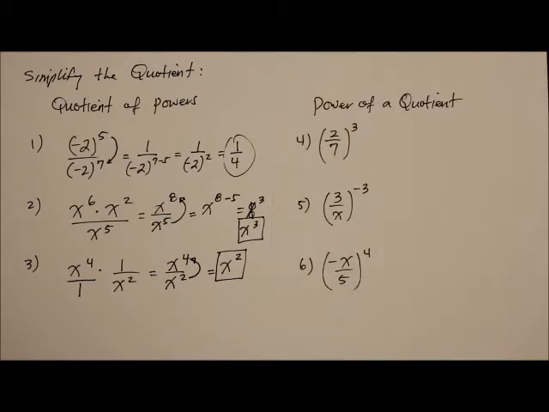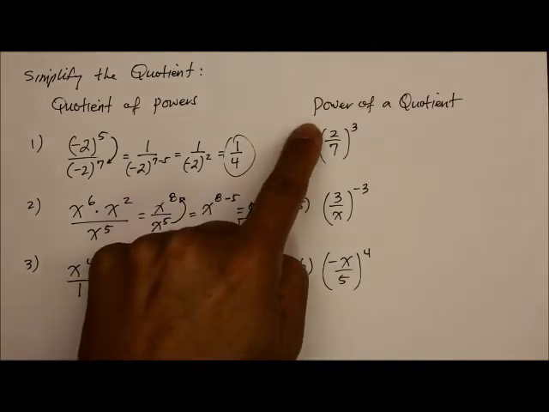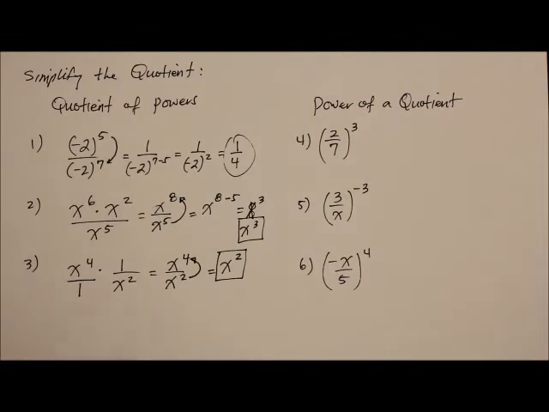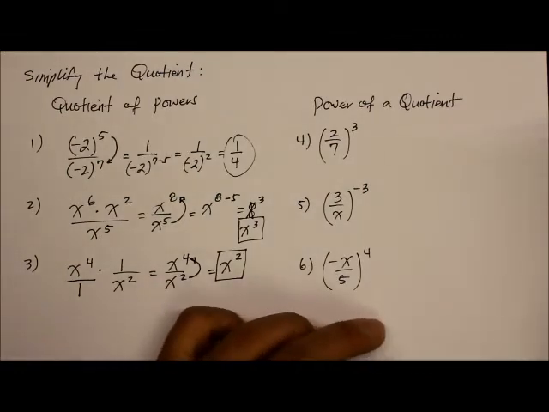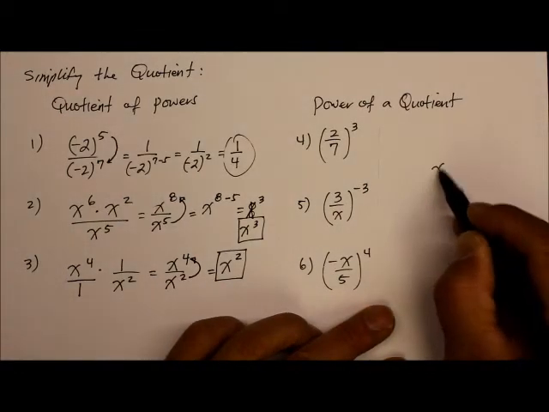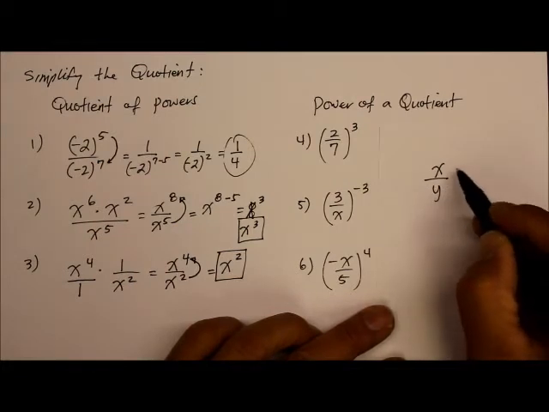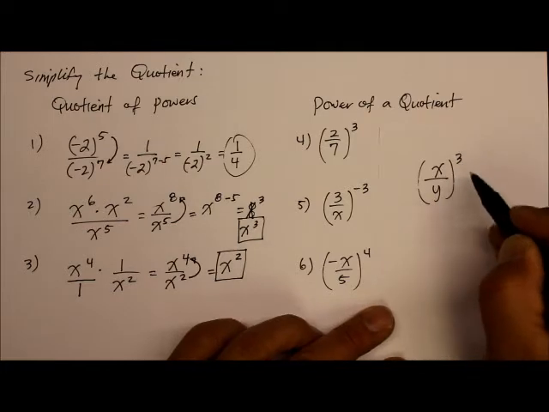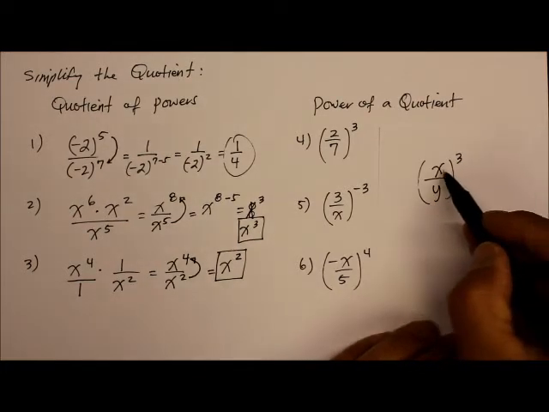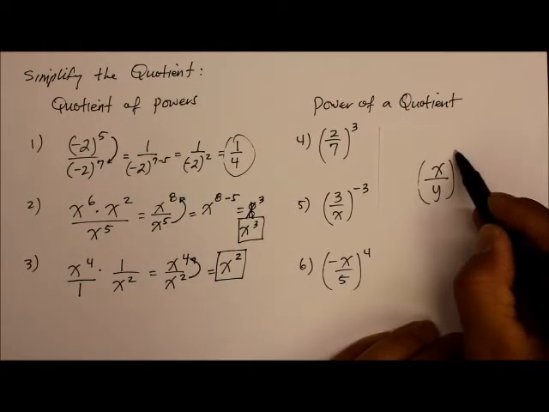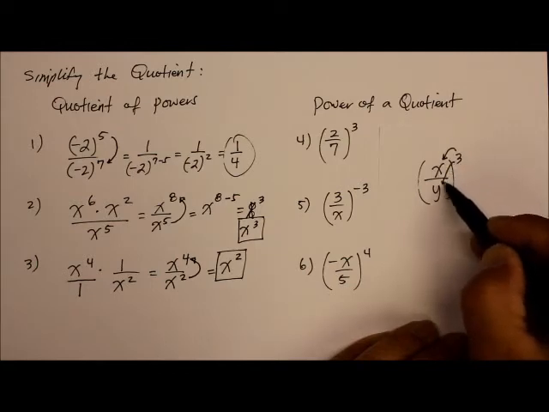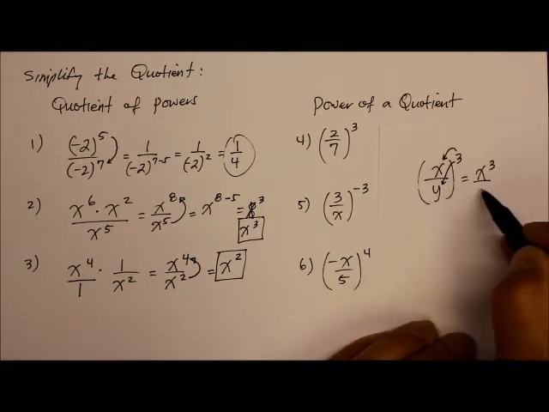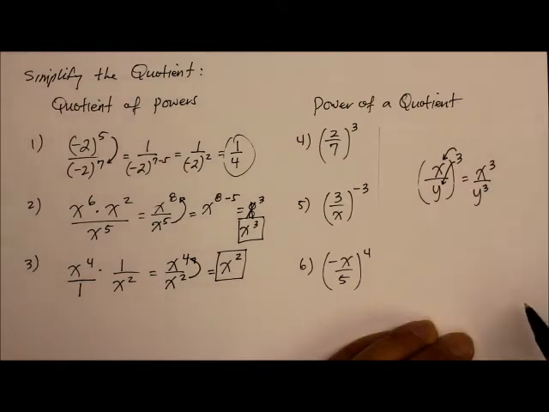Then how about the second type of division property? Now when we talk about power of a quotient, here's a quotient. If we give it a power, the rule is this: each of those terms, or each of those factors, gets the exponent. So you end up with x to the third and y to the third.